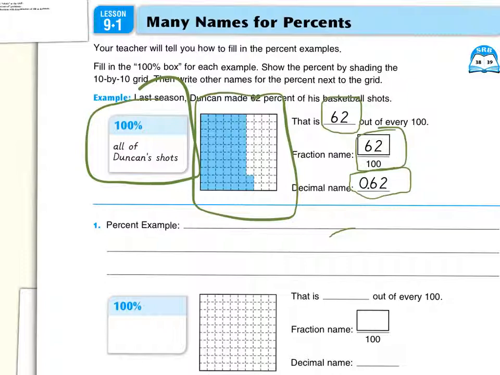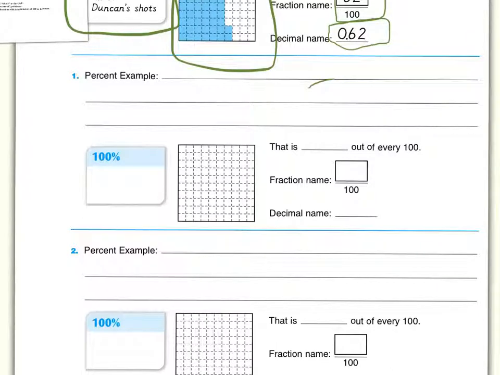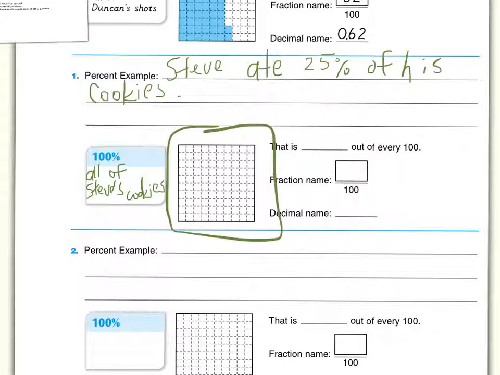All right, for the next one here, I'm going to fill it in for you, and then you all are going to try to figure it out. So Steve ate 25% of his cookies. So 100% would be all of Steve's cookies. Now that you have 100%, you know you could use the 10 by 10 grid. Because it's 25% of them, you're going to want to fill in 25 of the little squares. And you know there's 10 in each because it's a 10 by 10. So we'll say 10.